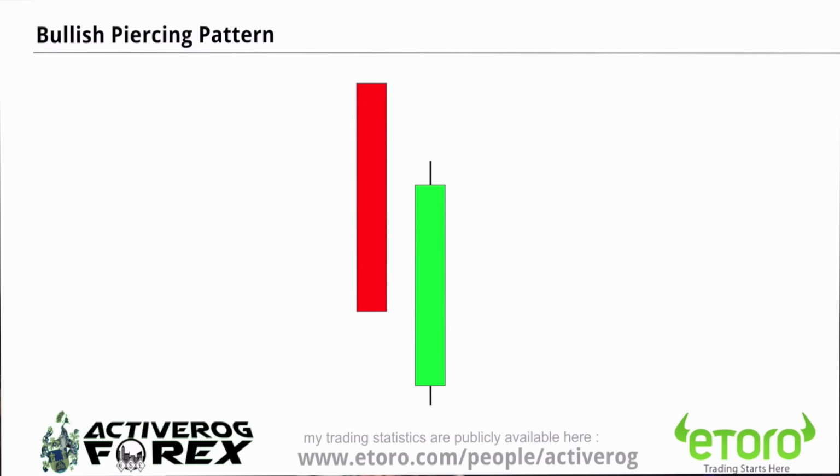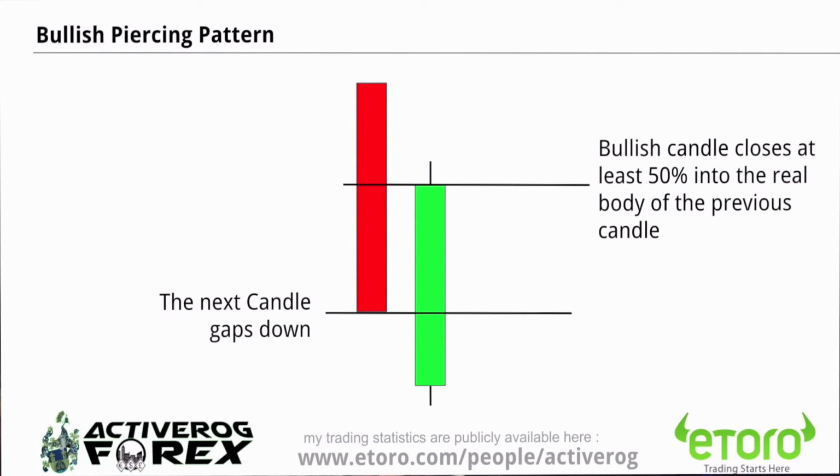The next candlestick pattern is called a bullish piercing pattern. This pattern begins with a strong bearish candle. The next candle gaps down at the open rather than opening at the close of the previous candle. The bullish candle, or piercing candle, should then close at least 50% into the real body of the previous candle.